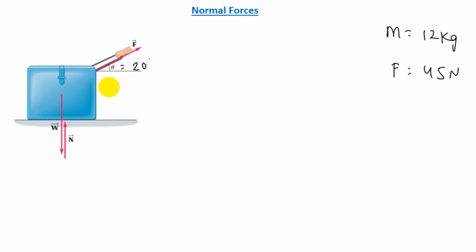Okay, so first I'm going to make the free body diagram. So we're going to assume it to be a point object like this. Now the gravity force W acts in the downward direction, the normal force N in the upward direction, and the force acting on the object is this F, and that acts at an angle 20 degrees above horizontal. This direction we have taken to be positive x, this is positive y.